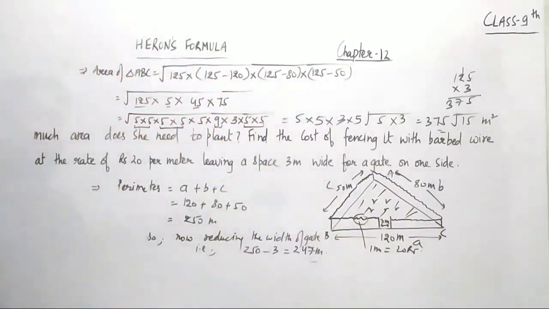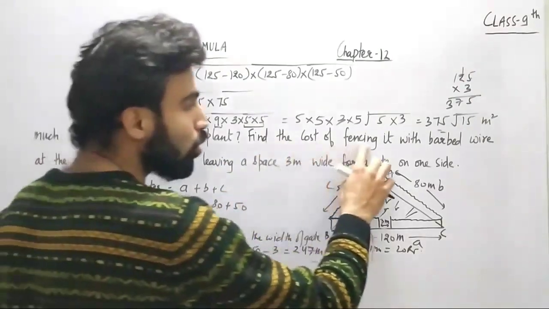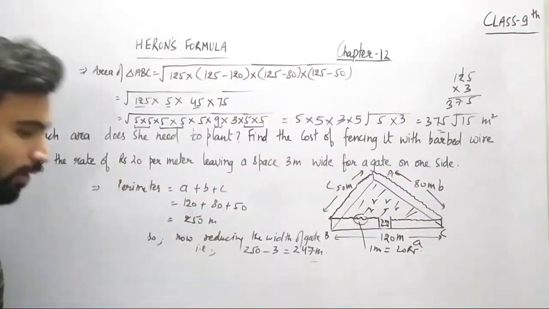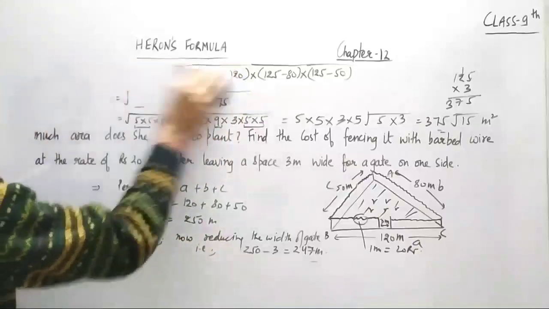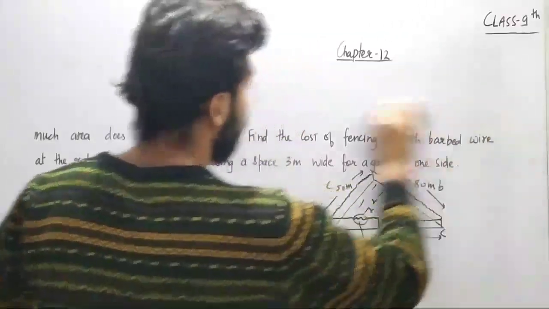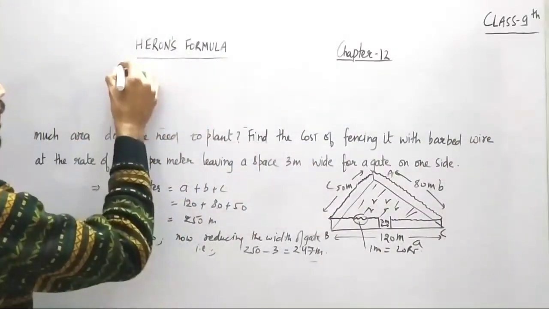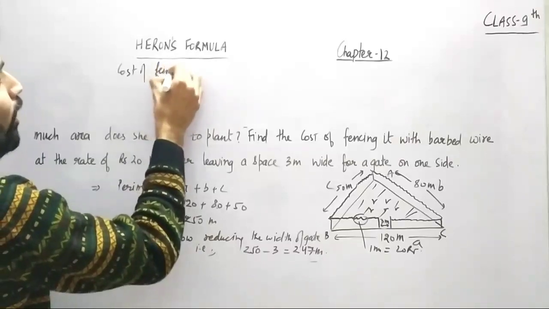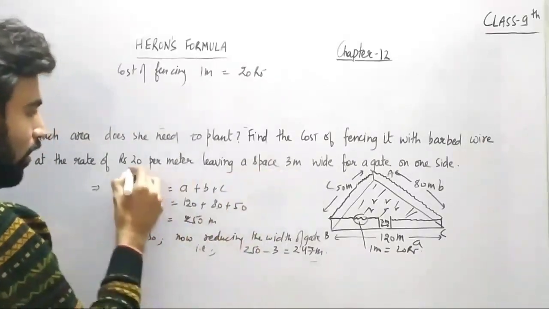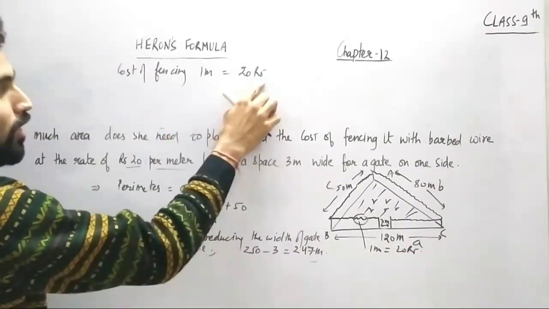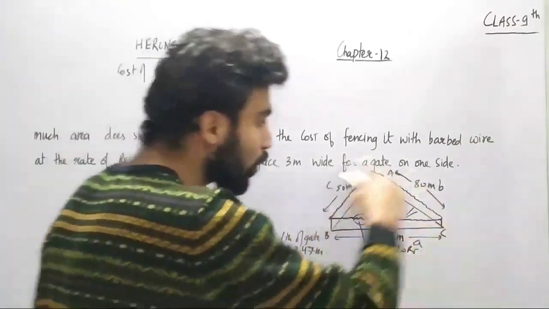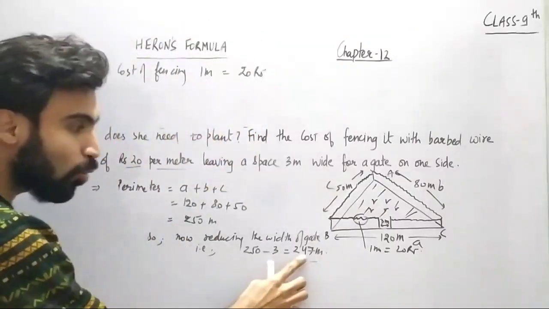Now you can see here I also have to find out the cost of fencing it with barbed wire at the rate of rupees 20 per meter, right? Now let me just make some space above. So here you can see, I know the cost of fencing 1 meter is 20 rupees, right? So rupees 20 is the charge of 1 meter, as I told you. So this is the charge of 1 meter, that is 20 rupees. So the total length of wire I need is 247 meters.